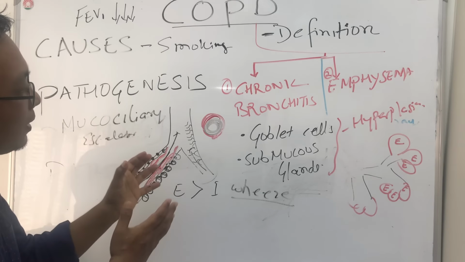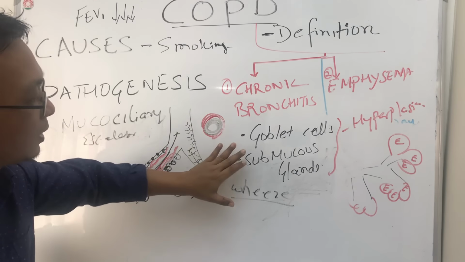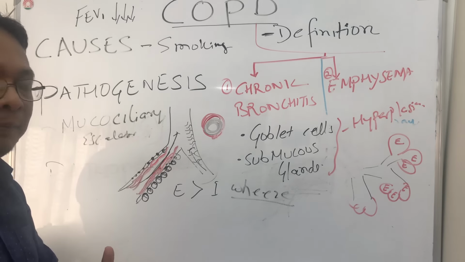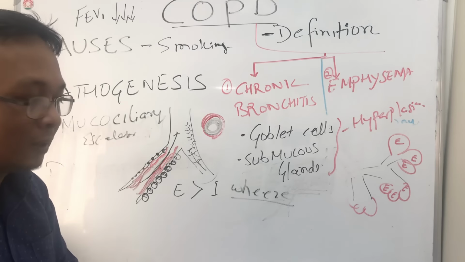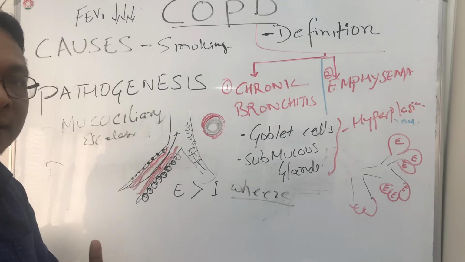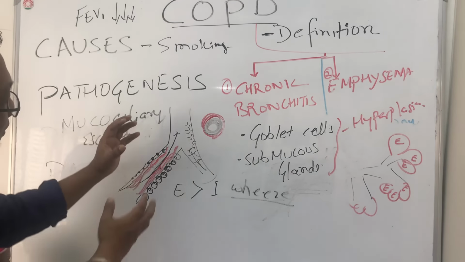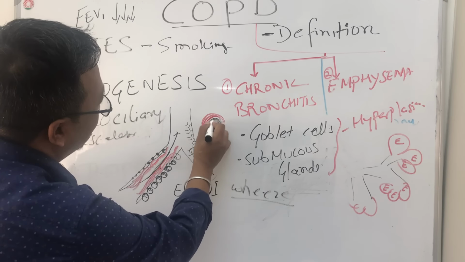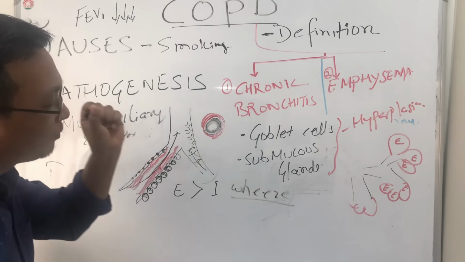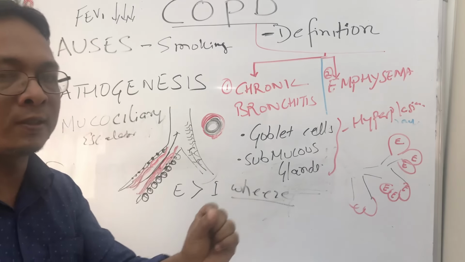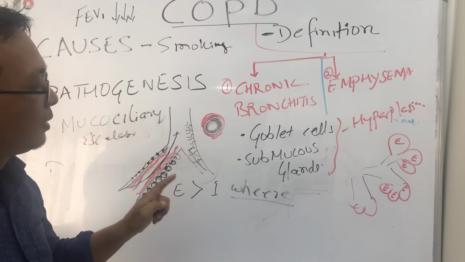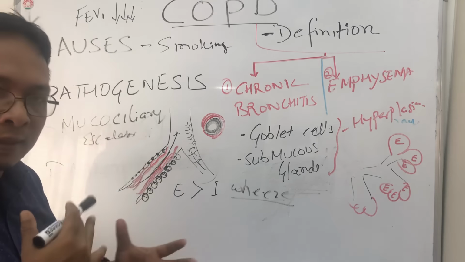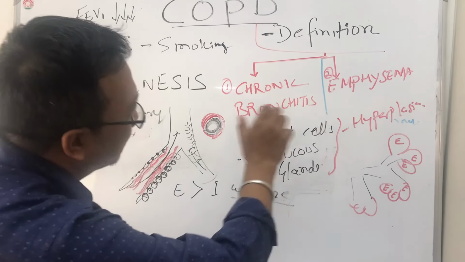So what happens in chronic bronchitis? The goblet cells and submucous glands become hyperplastic, mucus is being produced and it is not being cleared because of the defective mucociliary clearance or escalator function. So as a result, it is obstructing the airways. So there is obstruction of the airways and air has to pass through a very narrowed lumen, producing a wheeze sound. That's why there is wheezing. So that is explaining the bronchitis. Now what happens in emphysema?